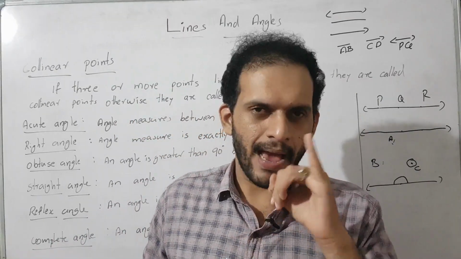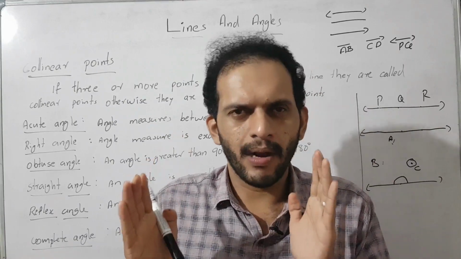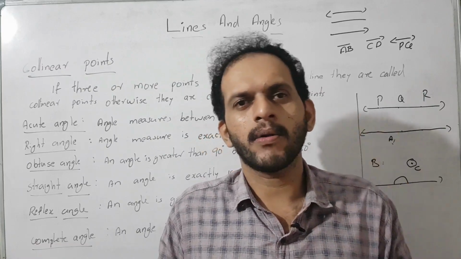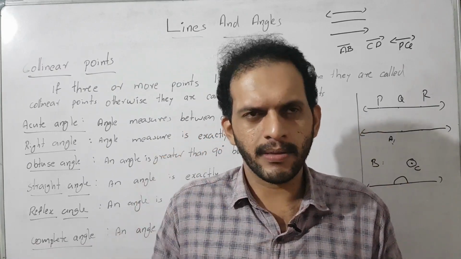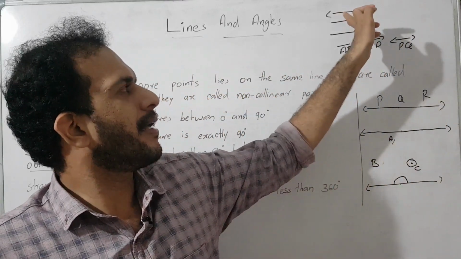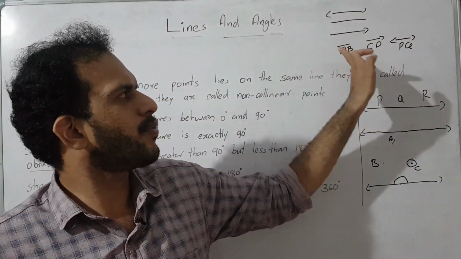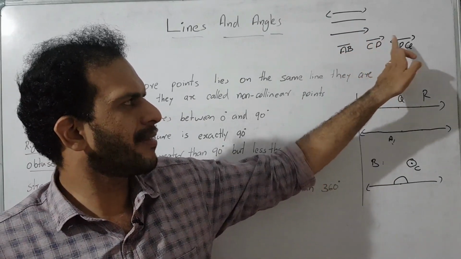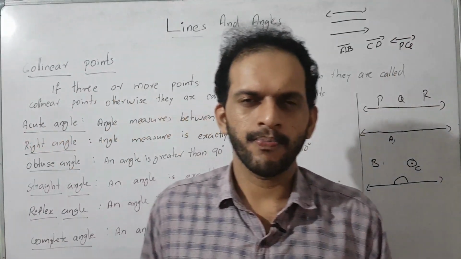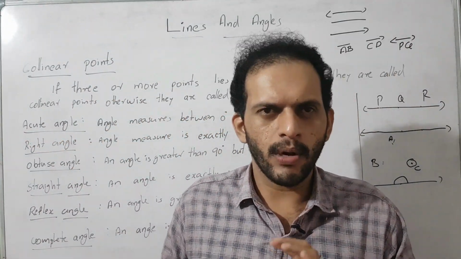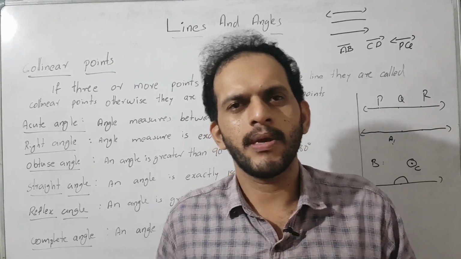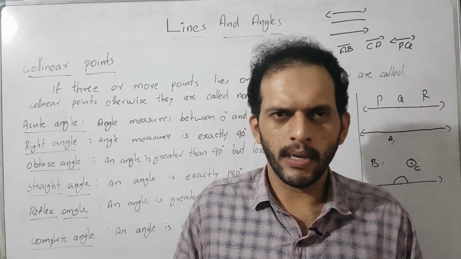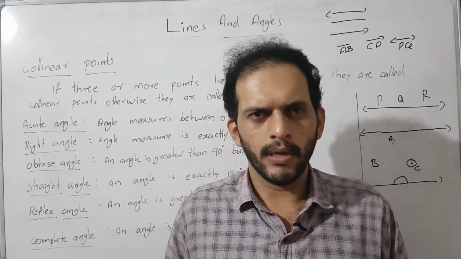First we discussed what a line segment is. A line segment is a part of a line with two end points. A ray is also a part of a line, with one end point. We represent a line segment and a ray like this: this one is line segment AB, this one is ray CD, and this one is line PQ. Then we discussed collinear and non-collinear points. Collinear means three or more points lie on the same line, otherwise they are non-collinear.